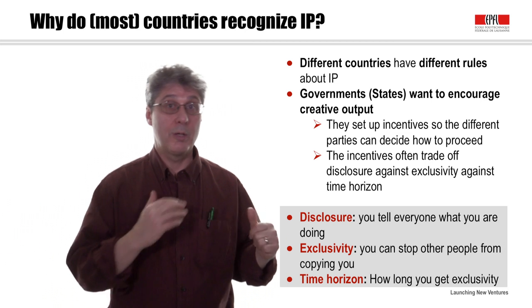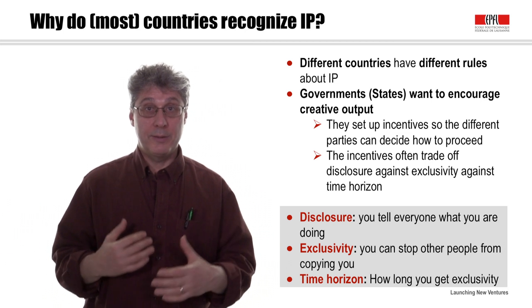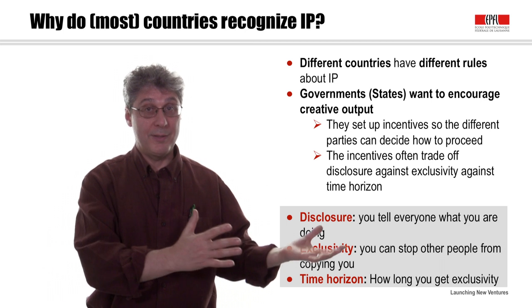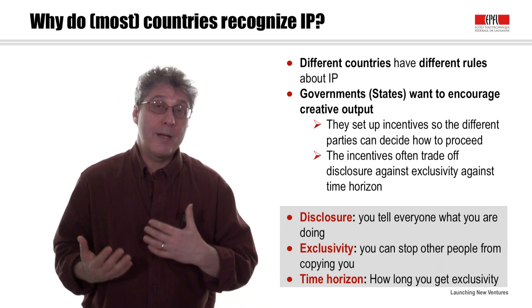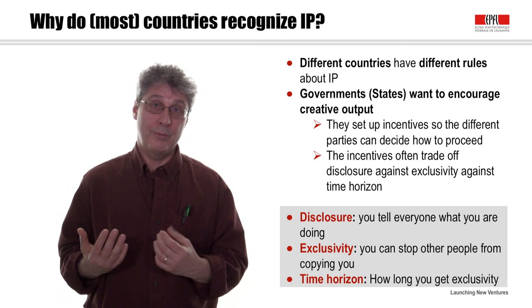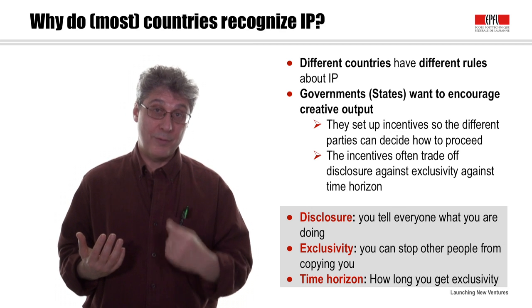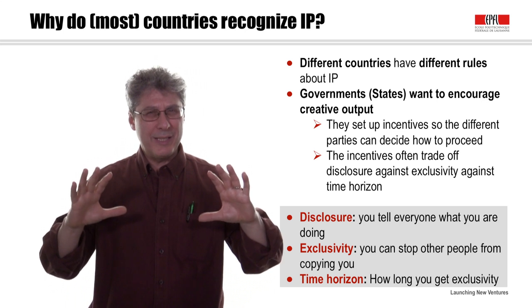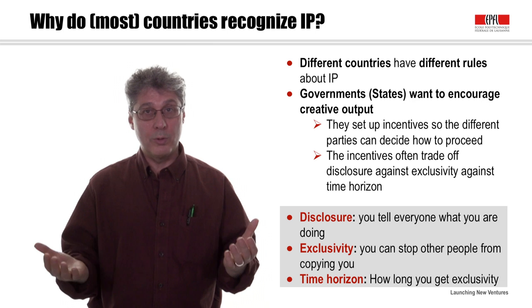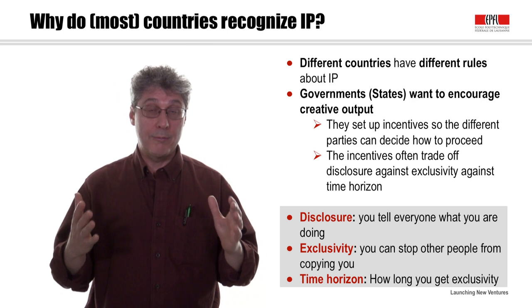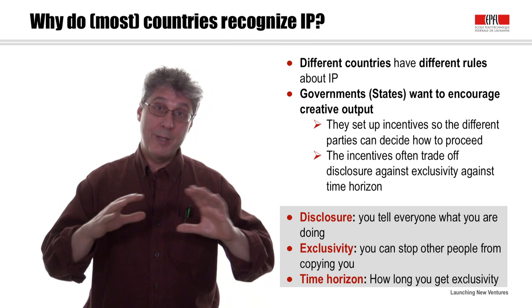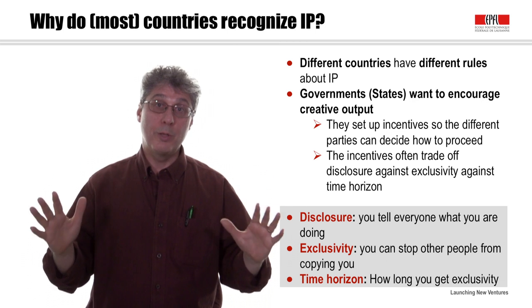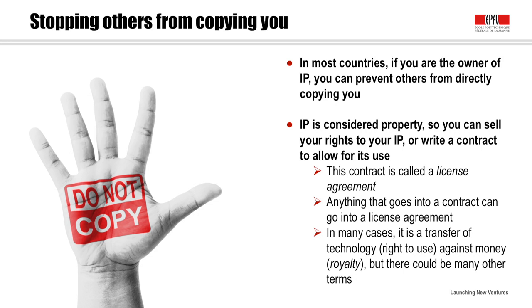Whereas very short terms of exclusivity lead to perhaps a benefit to society, but some might argue that might hurt your incentive to make the investment in the first place to do the inventions. So these are the kinds of things. That's why, in general, governments around the world do acknowledge and recognize intellectual property and have a whole system of innovation to deal with it. Let's talk about preventing others from copying you. This is also known as exclusivity.